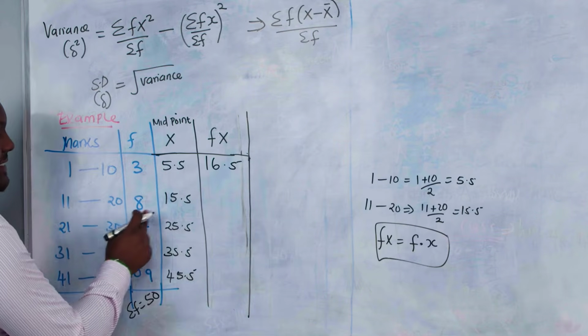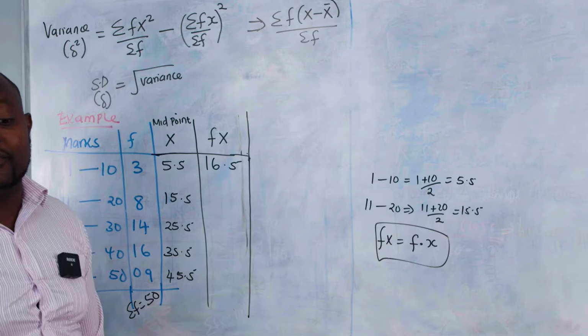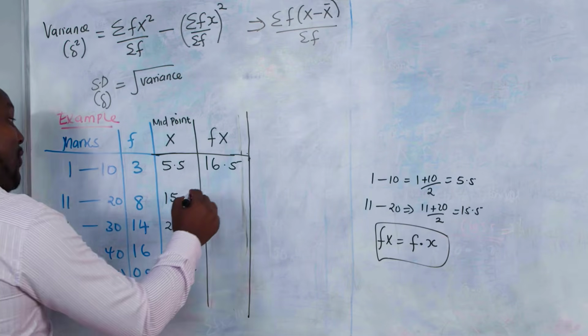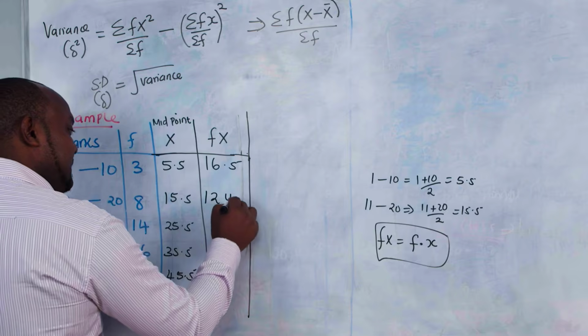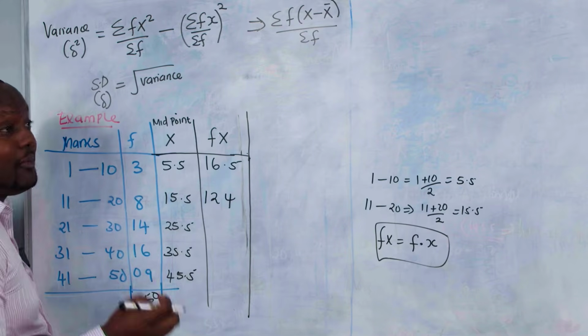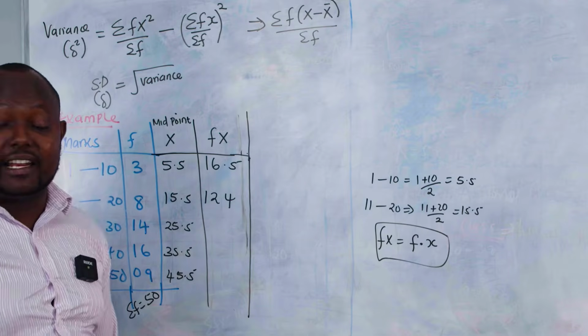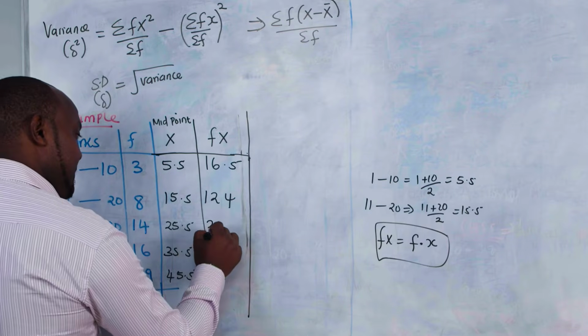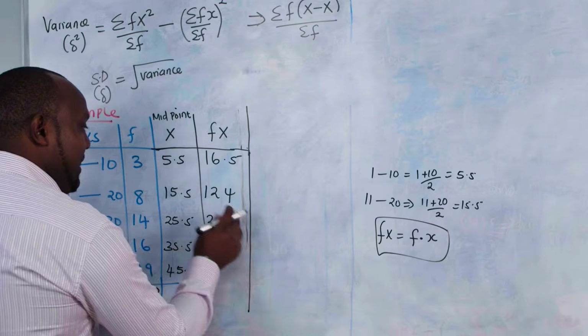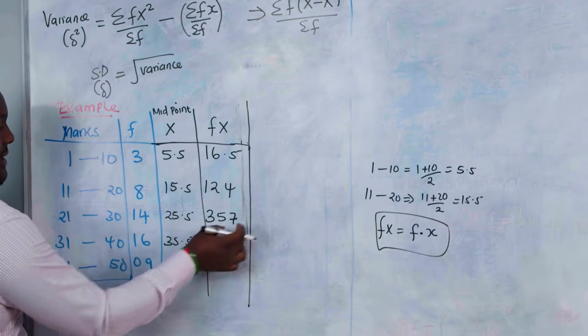So you have to get 8 times 15.5. What are you going to get? We are going to get 124. 14 times 25.5, we have to get the product of 14 and 25.5, you get 357. You can confirm, but the key point is how we get this one.